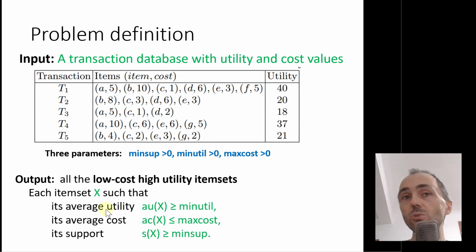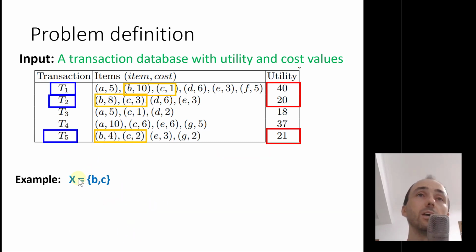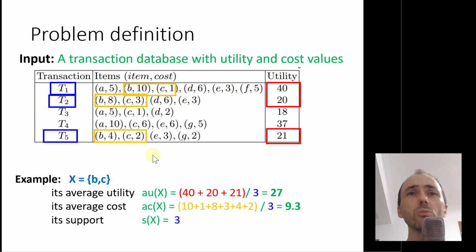So now let me show you how to calculate these values. We'll take an example. Let's look at the item set BC. BC appear together in transaction 1, 2, and 5. Now, if we want to calculate the values, the support means how many transactions contain BC. So here we have T1, T2, T5. So we say the support of BC is 3.